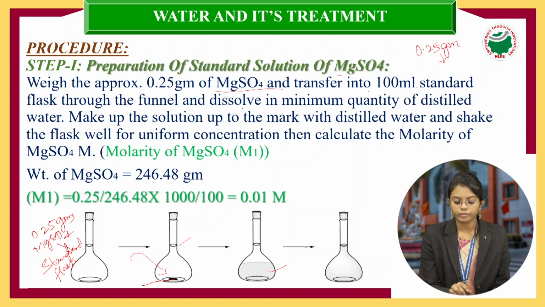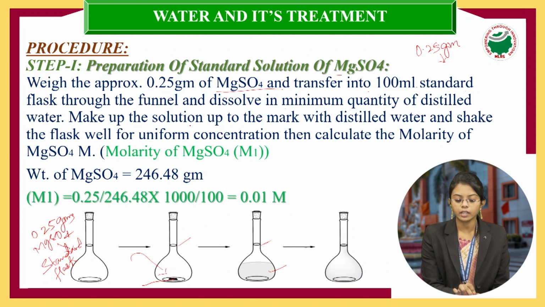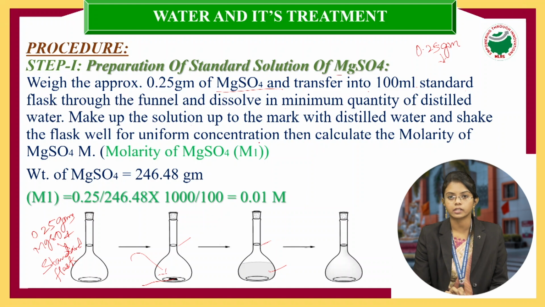Now, you are going to fix the funnel and dissolve the salt in the minimum quantity of distilled water. That means till the mark you are going to fill the distilled water, and you have to dissolve the salt so that you can see a clear solution. Now, make up the solution up to the mark with distilled water and shake the flask well for uniform concentration. Why do we need a uniform concentration? Because the salt we have added should be completely dissolved.